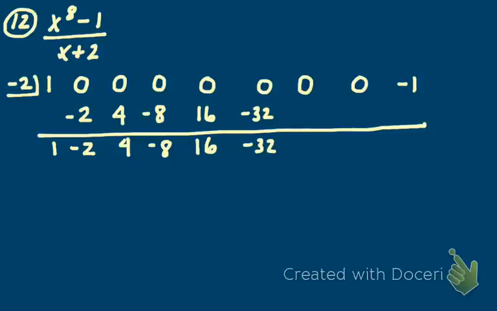Multiply that by -2, we get 64. Add that to 0, we still have 64. Multiply that by -2, we get -128. Bring that down after we added it to 0. Multiply up, and then we get 256. And then when we add 256 to -1, clearly we get 255. And then we write our result in fraction form. And this is a very long answer.